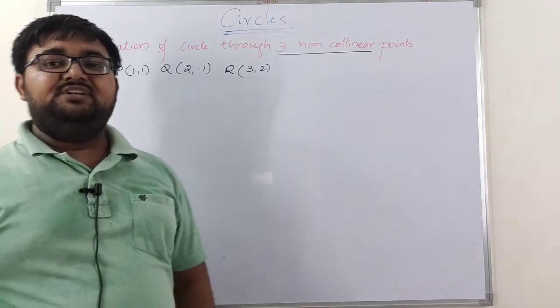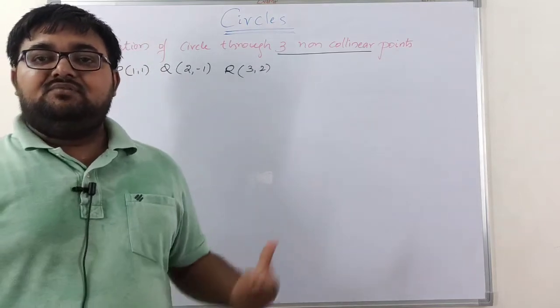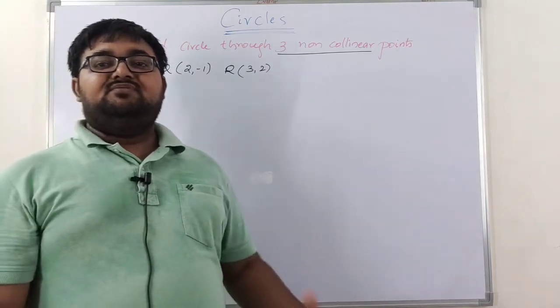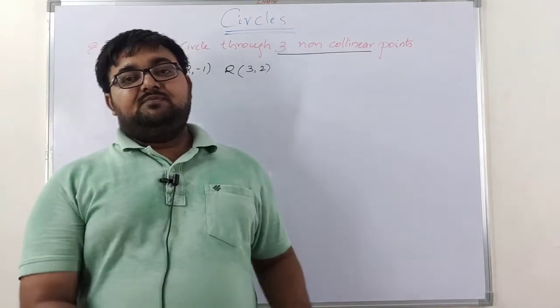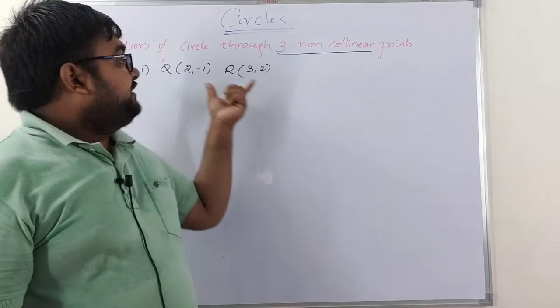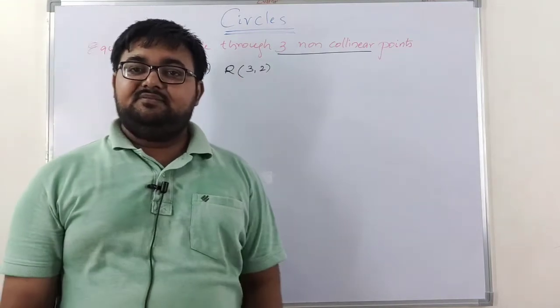So in the formula method, you need to find out 4 determinants. One for the x square, y square coefficient, one for the x coefficient, one for the y coefficient, and one for the constant. So if you make use of these points in a proper way, then you can get it easily there.